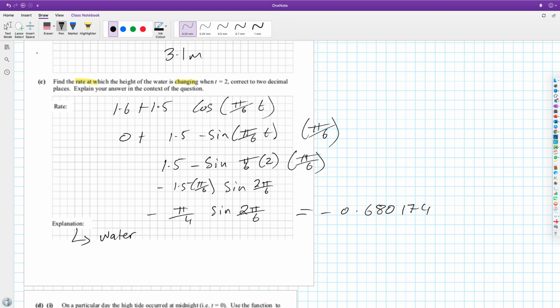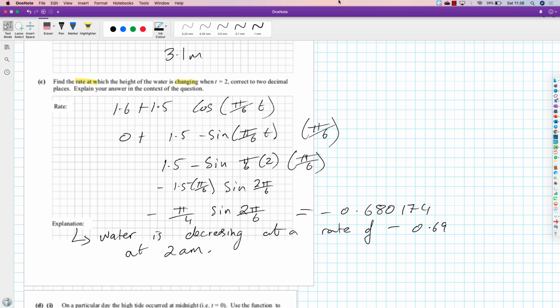Water is decreasing at a rate of negative 0.68 at 2 a.m., 2 in the morning, i.e. the slope of the water is going out. Right, you'd be happy to know you're finished.